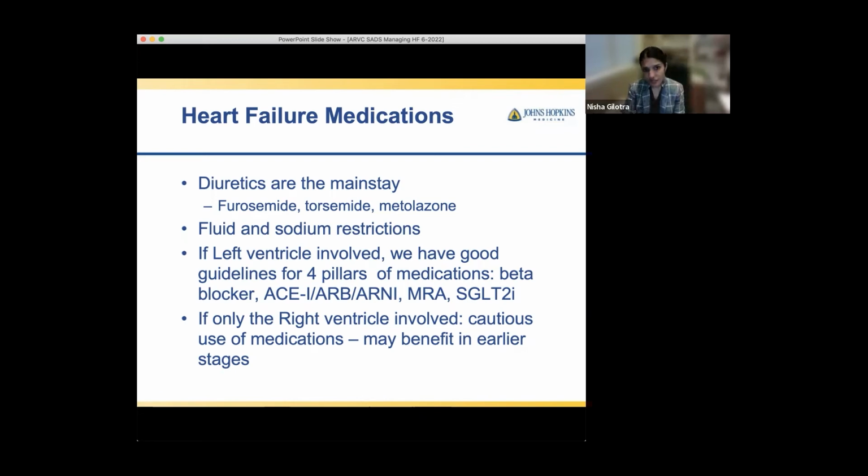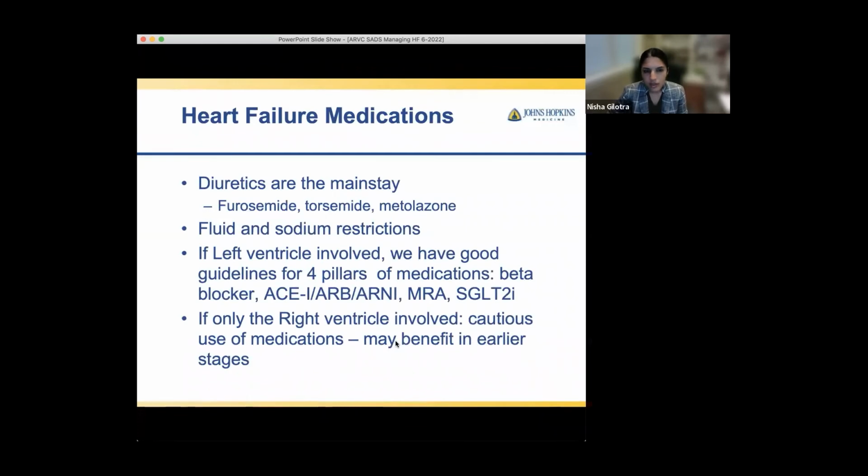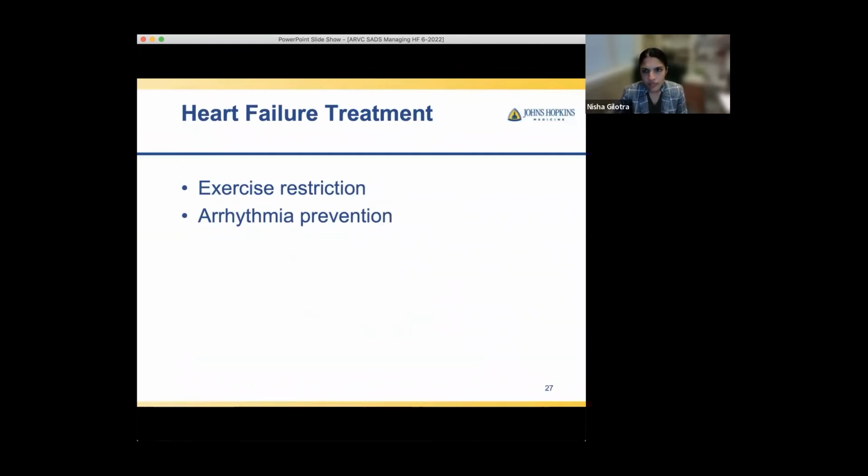If the left ventricle is involved, we have really good evidence-based guidelines for 4-pillar therapy. So 4 medications. I've listed the classes here. No reason to memorize these. There's different medications that can be used in each of these categories. And then if only the right ventricle is involved, we do use some of these medications a little bit more cautiously. Just the physiology is a little different of the right ventricle, as I've hinted at, and so they don't have as much of a benefit necessarily.